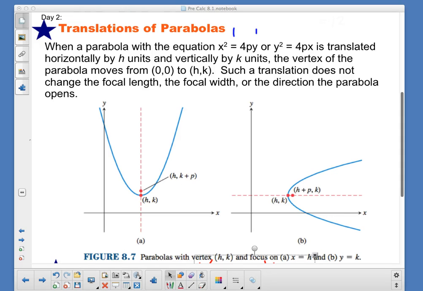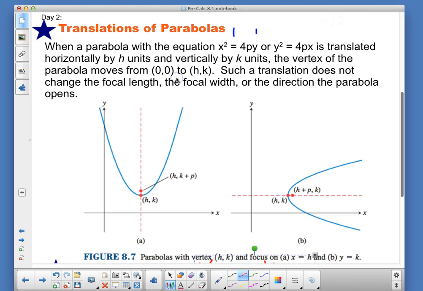Today we're looking at translations, h and k. We've done them, but there's going to be a form that we're looking at. We're looking at the vertex form of the parabolic equation. When a parabola with the equation x squared equals 4py or y squared equals 4px is translated horizontally by h and vertically by k, the vertex of the parabola moves to (h, k).